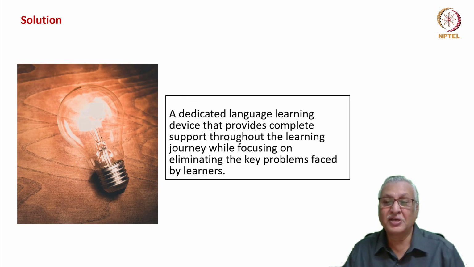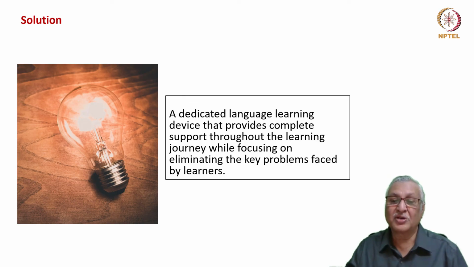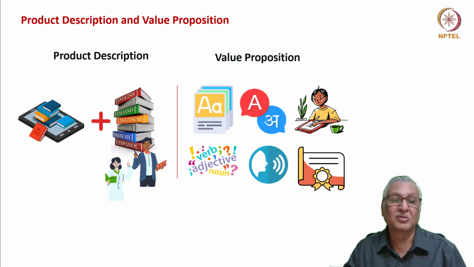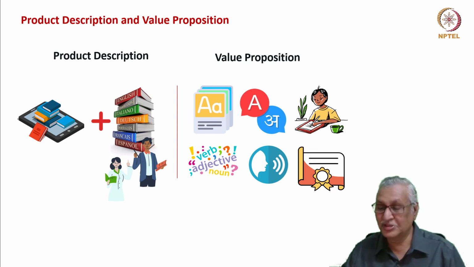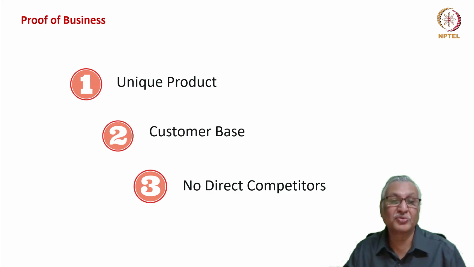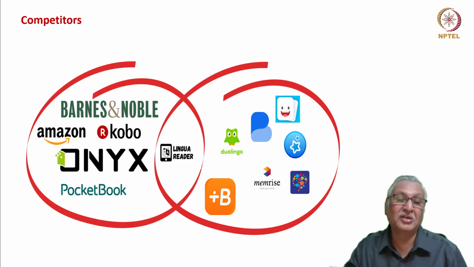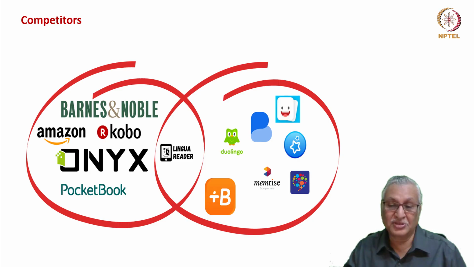And the solution: a dedicated language learning device that provides complete support throughout the learning journey while focusing on eliminating the key problems faced by learners. The product description, an e-reader, and the value proposition, an e-learner, and together it makes a winning combination. The proof of business lies in its unique product nature, a strong customer base, and lack of direct competition. And the competitors in the e-reader business are not the competitors in the e-learner business, and vice versa.